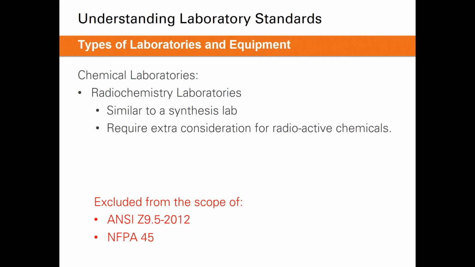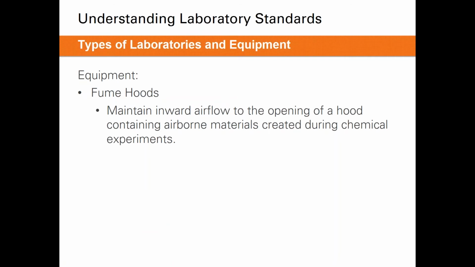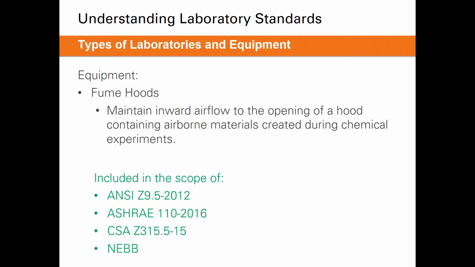So moving on to the types of equipment that we'll see in spaces. The first one that we'll see here is a fume hood, where we're maintaining inward airflow to the opening of a hood containing airborne materials created during chemical experiments. So when we're mixing chemicals that could create fumes, that will be done inside a fume hood. These ones here today, we're going to discuss the following 4 standards. They're all included in, our fume hoods are all included in their scope, which is ANSI Z9.5, ASHRAE 110, as Nicole mentioned, a Canadian standard called CSA Z316.5, and then the NEB procedure for testing fume hoods.